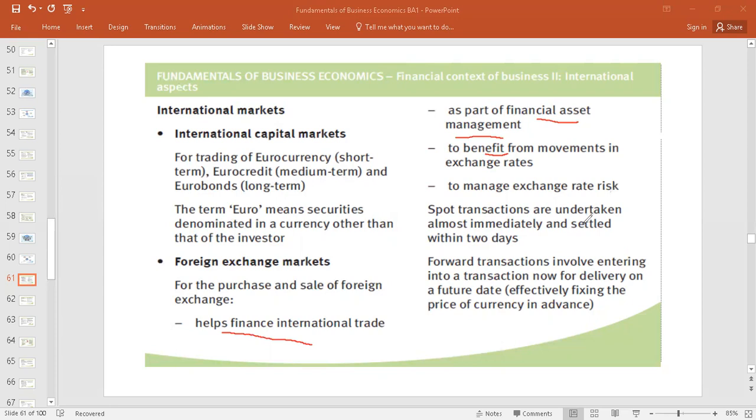Spot transactions, when the transaction happens immediately and is settled on the spot, are undertaken almost immediately and settled within 2 days. But if the date when the transaction would be settled is in the future, yesterday I did mention derivative agreements. They do not take up the transaction immediately on the spot, but defer it to a future date. As on that future date, the transaction would be completed.